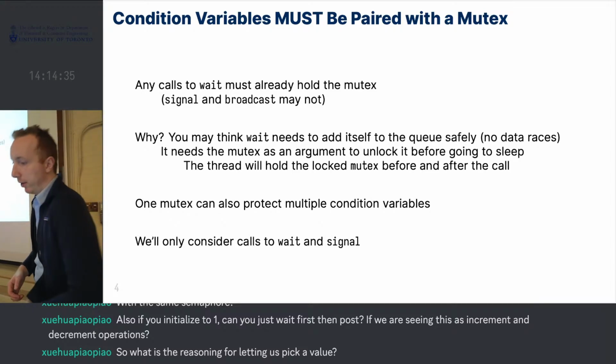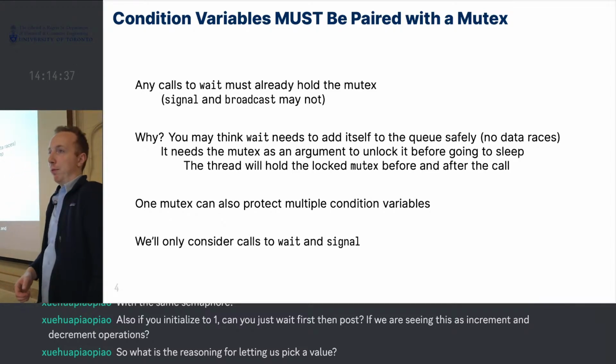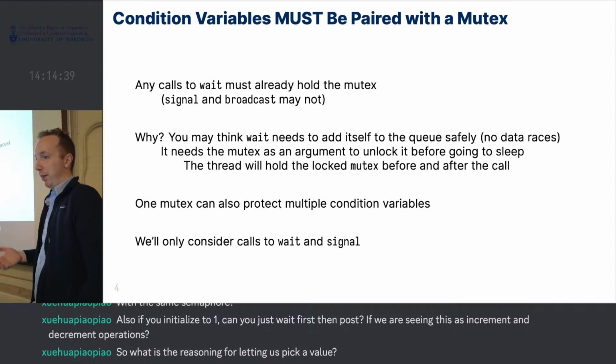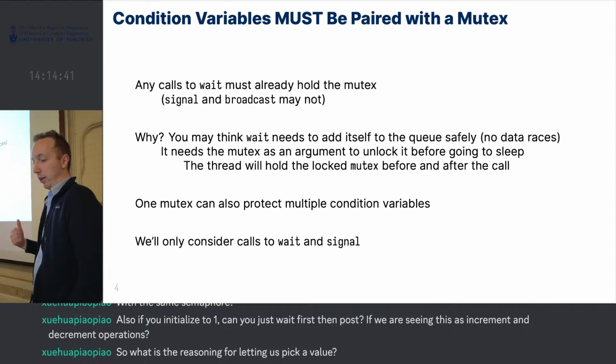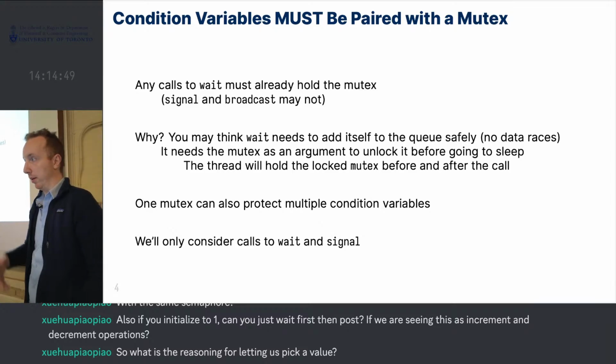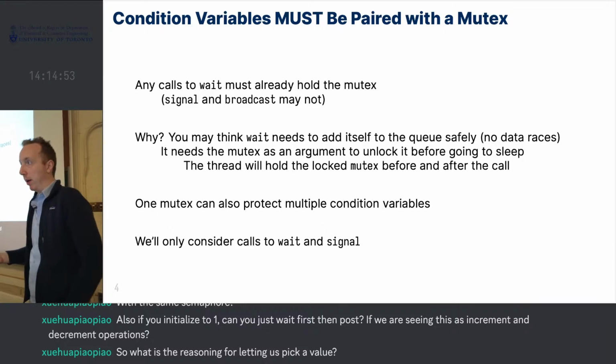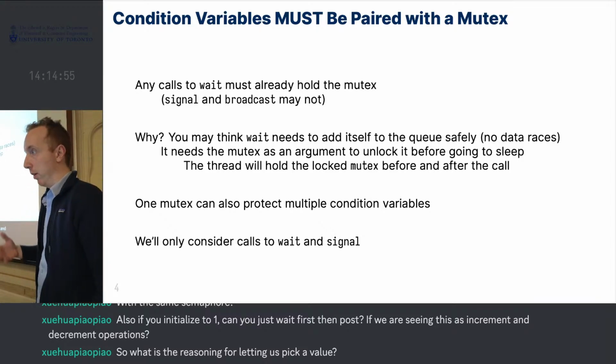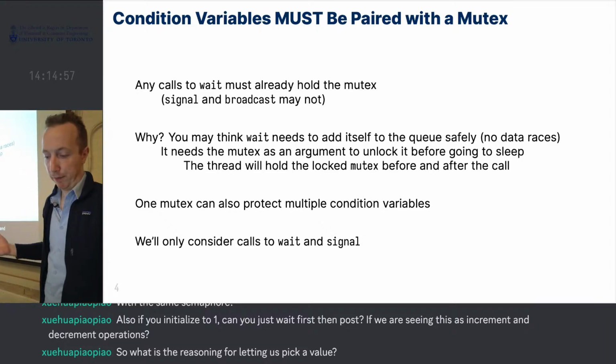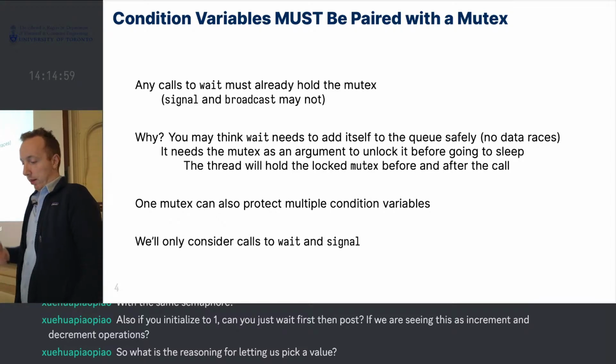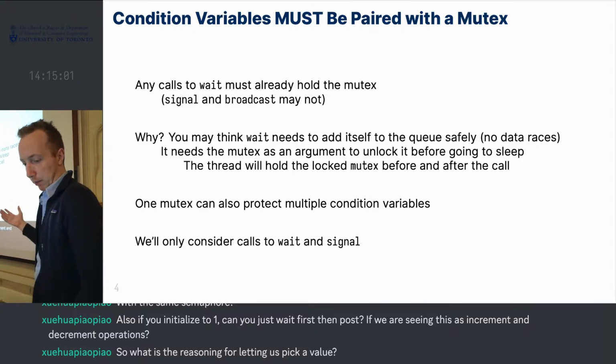So why do you have to do this? Well, you can think of wait, it needs to do a few things. So one, it needs to add itself to the queue safely, so we don't have any data races. And also, it's probably protecting some variable that we're using as a condition. So we want to make sure threads don't have any data races while they are changing that variable. So that's why it needs a mutex.